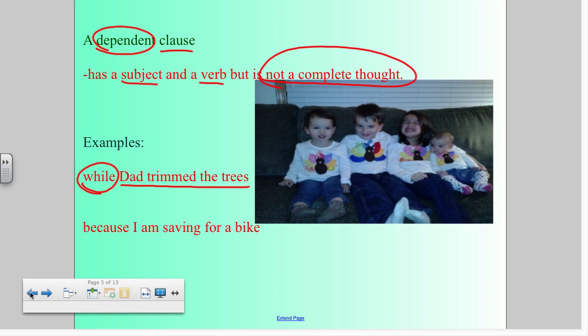So if you look at the example, "while," that's your subordinating conjunction. I'm just going to abbreviate. Subordinating conjunctions: while, because would be your subordinating conjunction here. It starts a dependent clause of "because I'm saving for a bike."